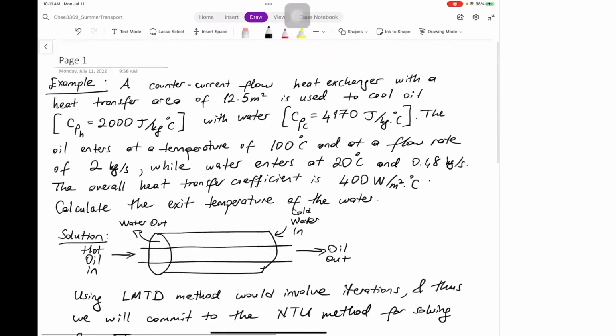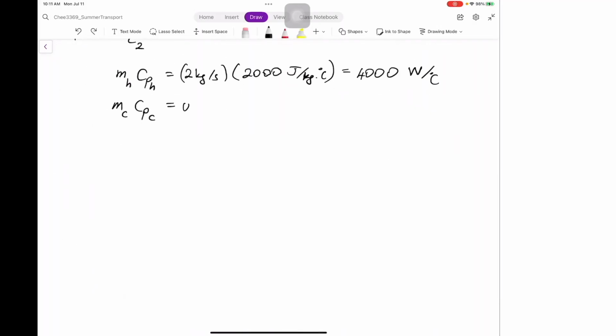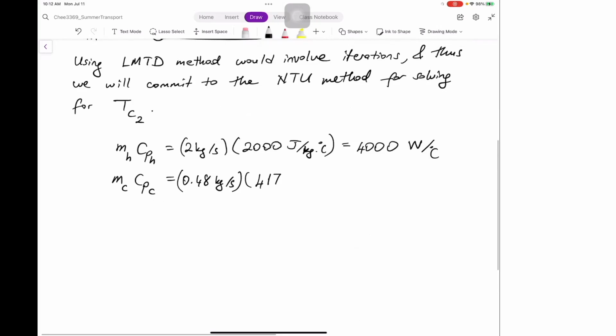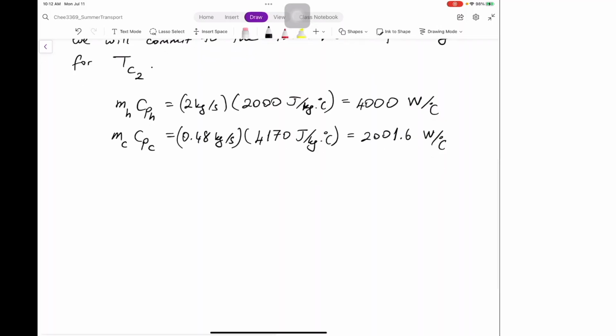The mass flow rate of the cold stream is the water flow rate, which is 0.48 kilograms per second, and the CP of water is 4,170 joules per kilogram centigrade, and you should get, what you get, I guess, 2001.6 watt per degree Celsius. Okay, so far so good. Now we're going to calculate the number of transfer units, right?